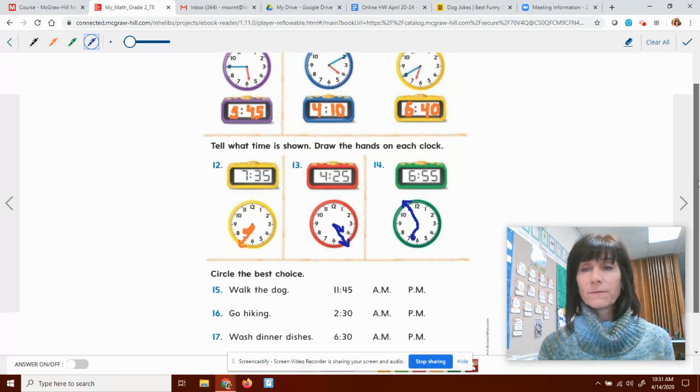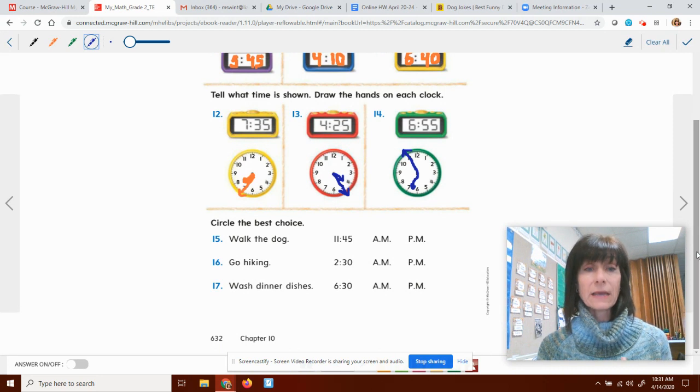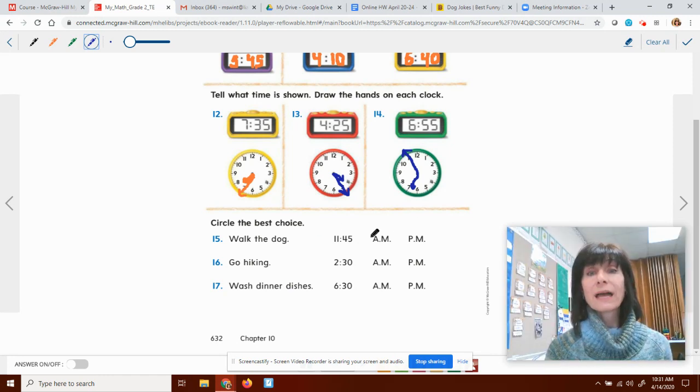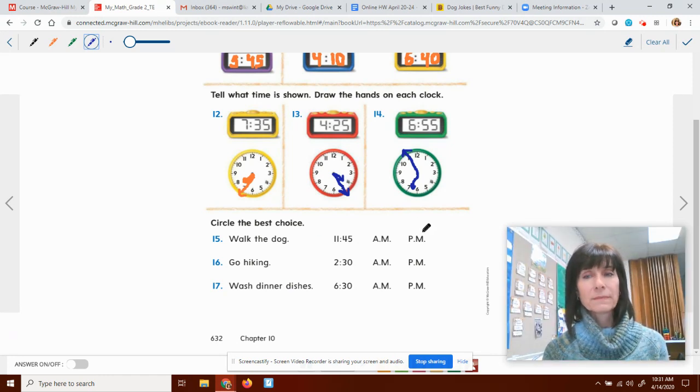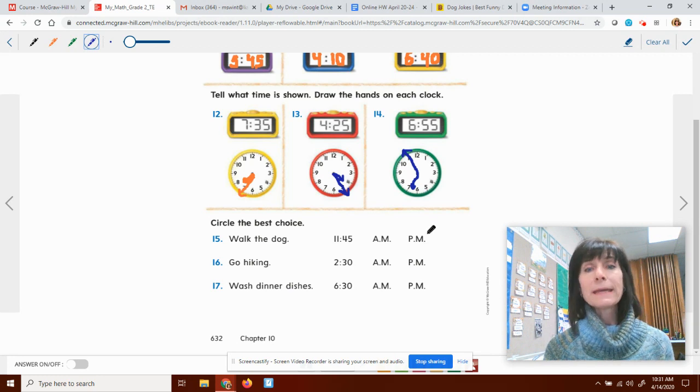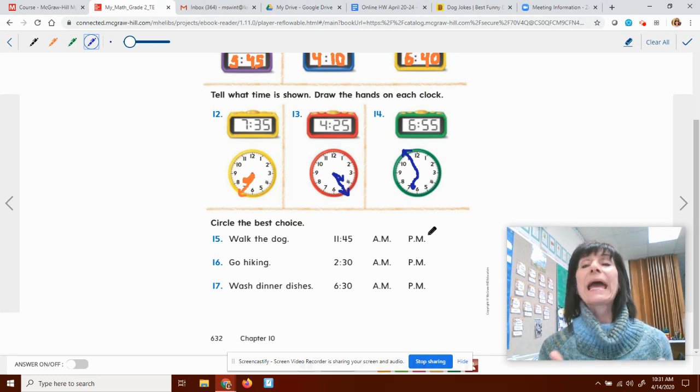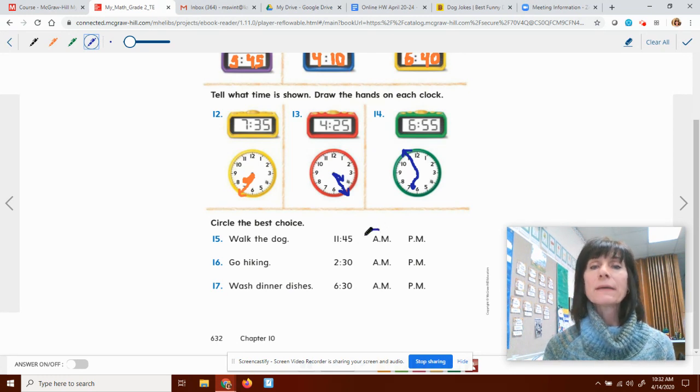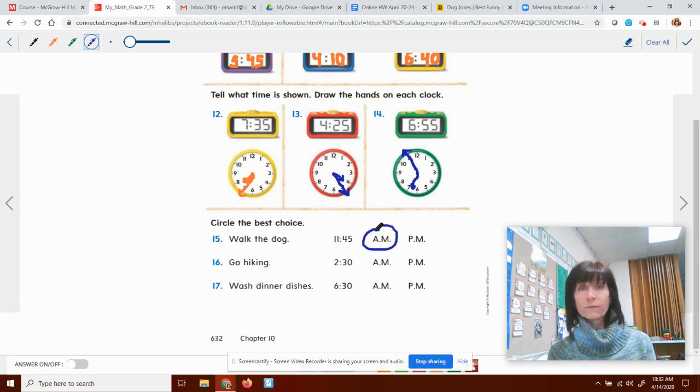On the 15 and 16 and 17, they want us to circle the best choice. So walking the dog, would I be doing that at 11:45 a.m. or p.m.? Well, p.m. is pretty close to midnight. I think most of us are in bed at midnight. So I'm going to say the best time would be 11:45 a.m.